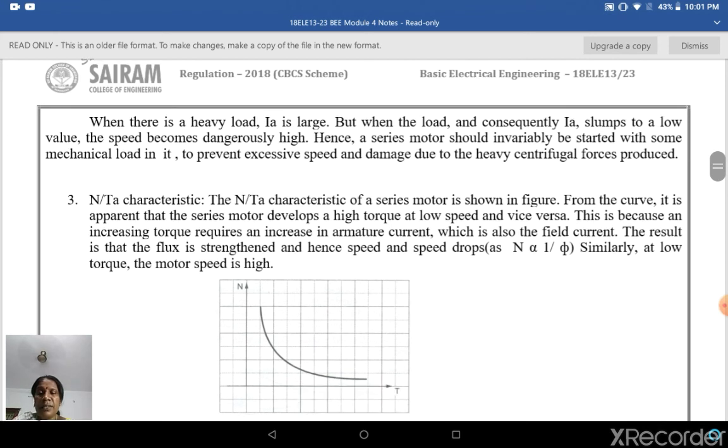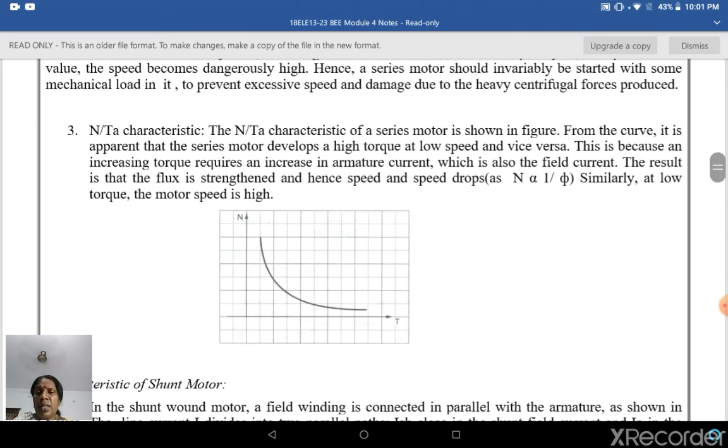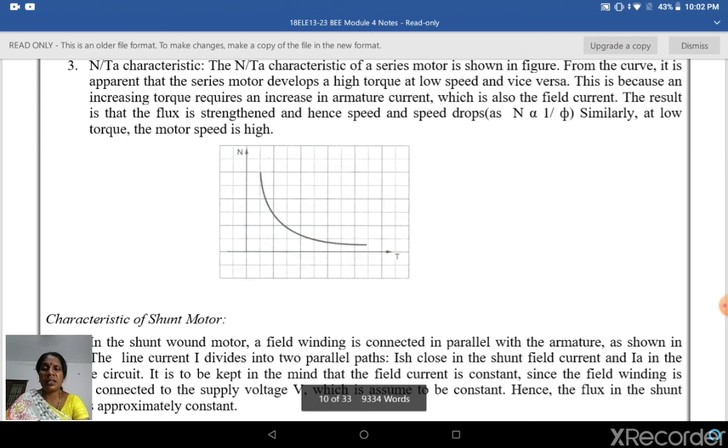Speed versus torque. The speed versus torque characteristic of a series motor is shown in the figure. From the curve, it is apparent that the series motor develops a high torque at low speed and vice versa. This is because an increasing torque requires an increasing armature current, which is also the field current. The result is that the flux is strengthened and hence the speed drops. Similarly, at low torque the motor speed is high.